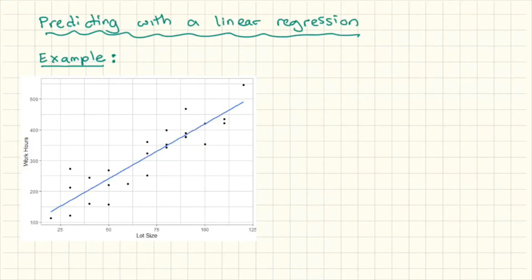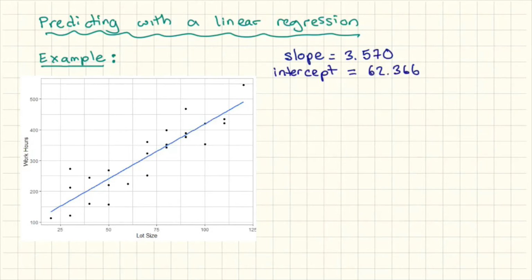In this video, we're going to look at predicting using a linear regression. We have the Toluca company data, where a company produces parts, and for varying lot sizes of those parts, we see that the work hours increases with increasing lot size. The goal is to predict how many work hours it's going to take for a certain lot size.